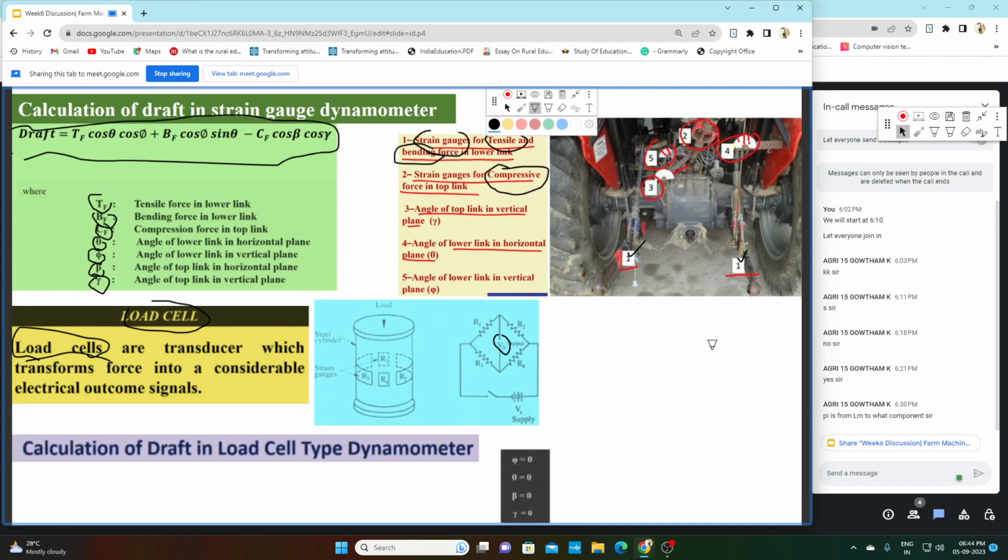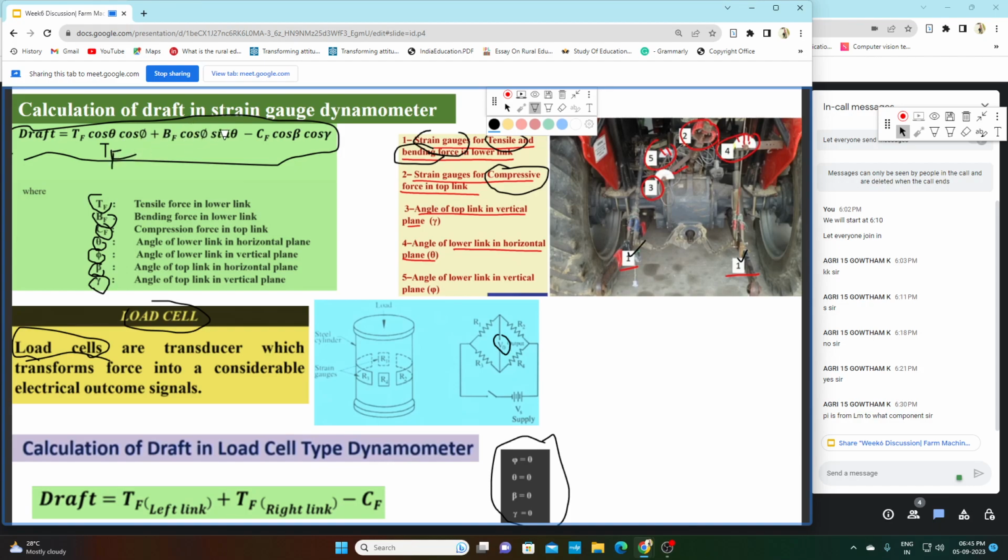Now, calculation of draft in a load cell type dynamometer. In a load cell type dynamometer, all these angles we are taking as 0. So in this formula, if we put 0 in all of those, this will become Tf.